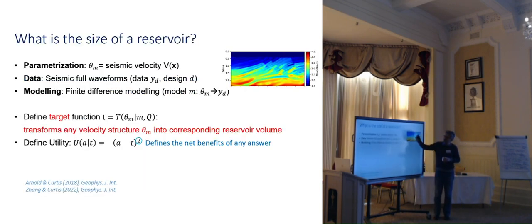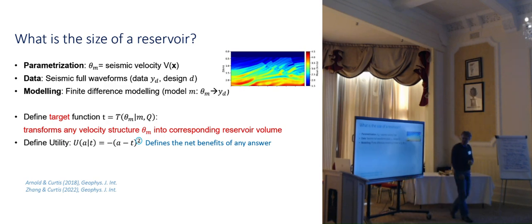Okay, so first of all, let's parameterize the inverse problem part of this. So we've got a seismic velocity structure, V of x. We're going to acquire some data, which in this case will be full seismic waveforms acquired from the surface. And then we need a forward model, which in this case will be full finite difference modeling of those seismic waveforms given the subsurface model or the parameter values shown here.